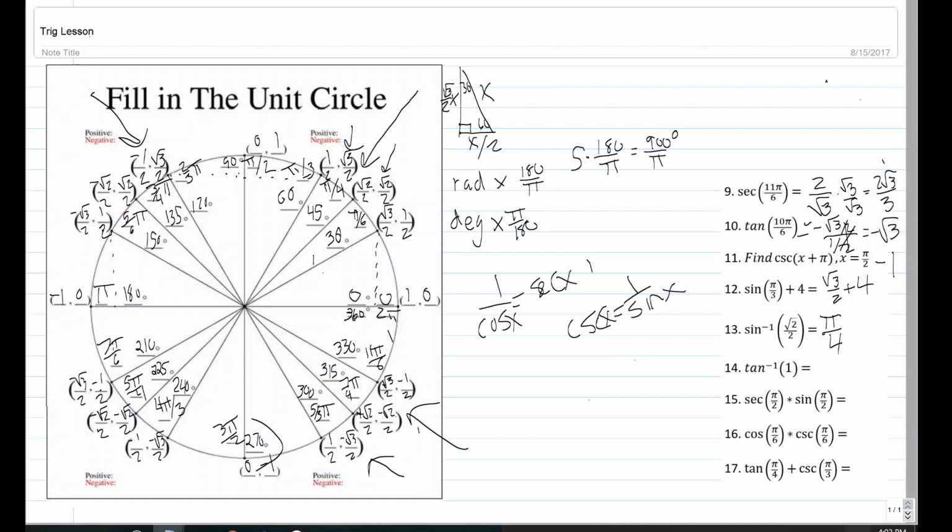Alright, the inverse tangent of 1. So this is the spot where sine and cosine are the same. Wow, that's the exact same spot.